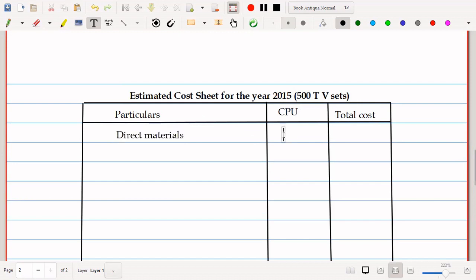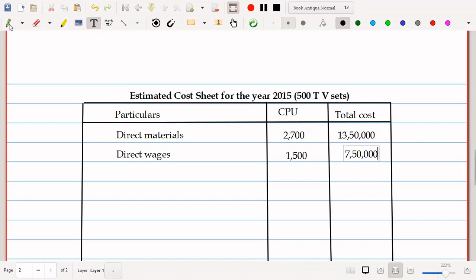Direct materials, how much is given? Per unit is given. Per unit is 2700, so for one TV set it is 2700, but for 500 TV sets how much is it? When you do 2700 into 500, it is 13,50,000. So this is the direct material cost for 500 units. Next, direct wages. Direct wages 1,500, it's given in the problem. 1,500 into 500 TV sets, it comes to 7,50,000.